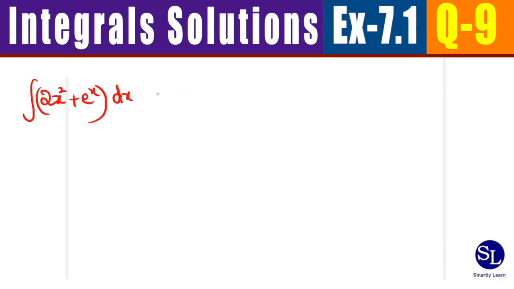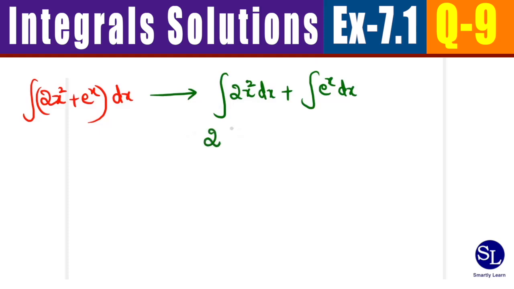Here, the term has a plus sign in the middle. So I'm going to integrate it term wise. So how are we going to split it? Integral 2x squared dx plus integral e power x dx. What do we know? 2 is a constant. So we can take it outside the integration. So 2 into integral of x squared dx plus integral of e power x dx.